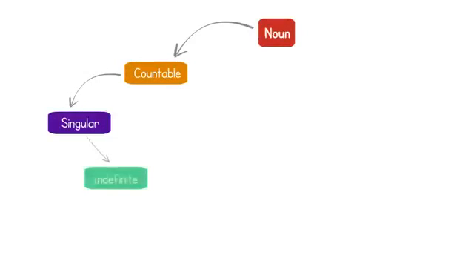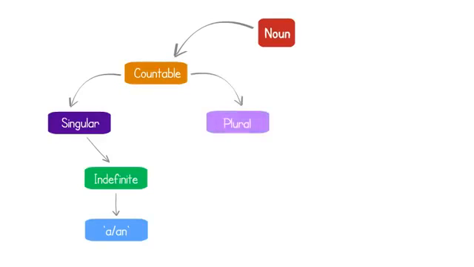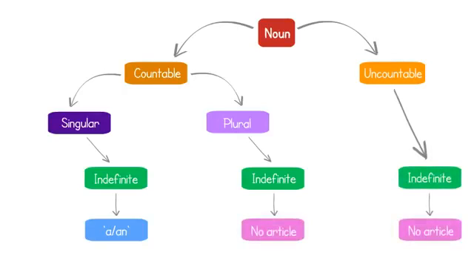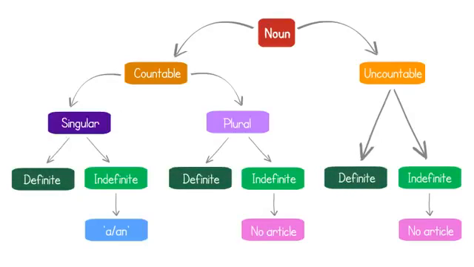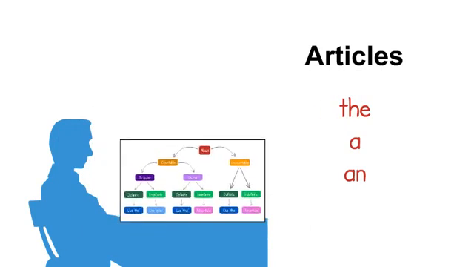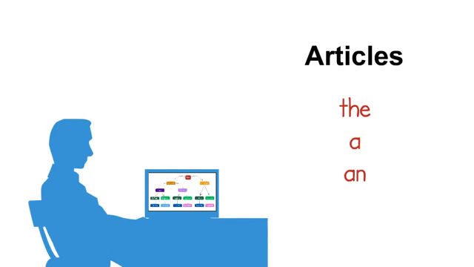In summary, if the noun is countable, singular and indefinite, you use a or an. If the noun is countable, plural and indefinite, or if it's uncountable and indefinite, there is no article. For all definite nouns, you use the article the. Remember that the flowchart will help you decide which article to use in your own writing. You can download a copy of this chart from the link below. Articles take a lot of practice, but hopefully this video has provided you with a way to approach nouns in your own writing so that you are able to decide when to use an article and which article to use.